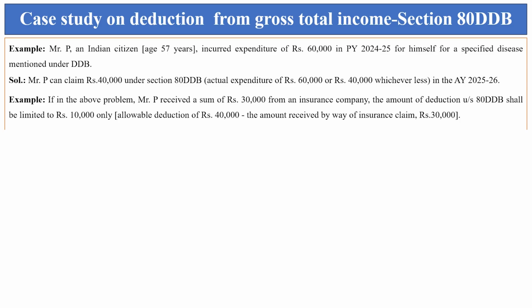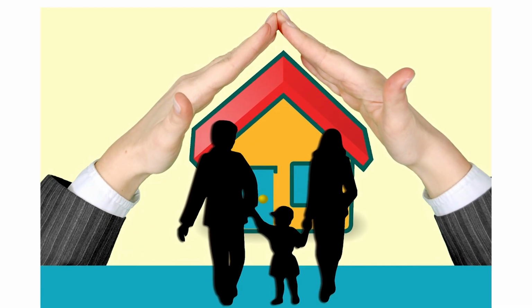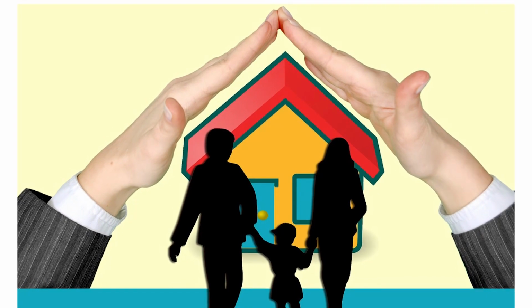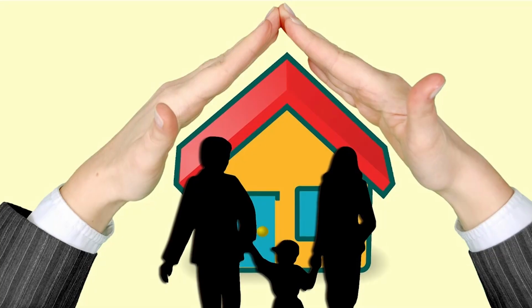So a maximum of a further 10,000 can be claimed under section 80DDB if Mr. P would have already recovered 30,000 from the insurance company as an insurance claim.